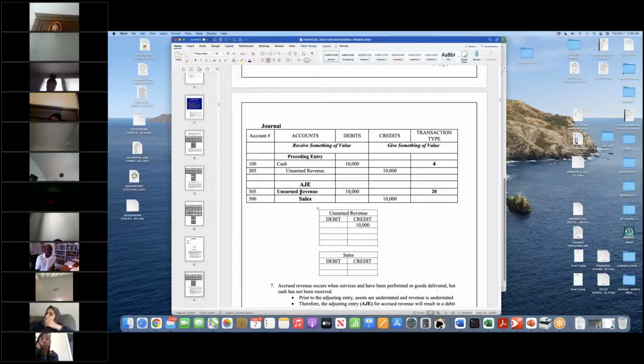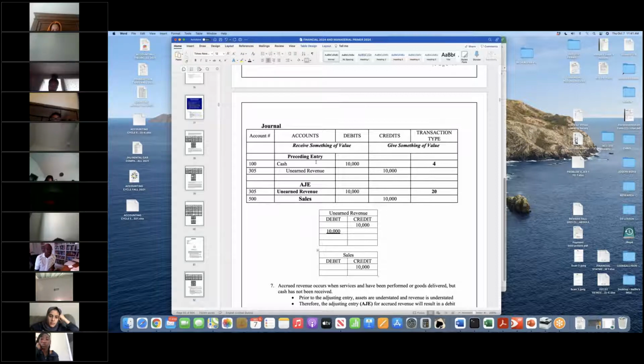When we make the adjusting entry, we see unearned revenue is a liability. Sales is a revenue. And so we're happy that it's unearned. And then we're happy when we get the items and the people pick up the games, but we're happy anyway because we got the money ahead of time. And so when we make this AJE, we're going to now debit unearned revenue and we're going to credit sales for 10,000.